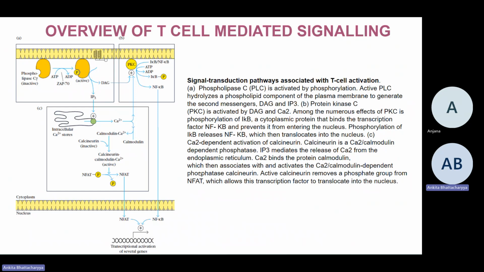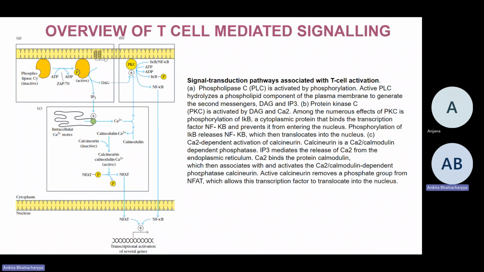How so? Let me read with the legend so that it simultaneously helps you in understanding. So phospholipase C, or PLC, is activated by phosphorylation. Active PLC is hydrolyzing a phospholipid component of the plasma membrane to generate the secondary messengers DAG and IP3. Protein kinase C, or PKC, is activated by DAG and calcium. Among the numerous effects of protein kinase C is the phosphorylation of IKB, inhibitor of kappa B, a cytoplasmic protein that binds the transcription factor NF kappa B and prevents it from entering the nucleus.